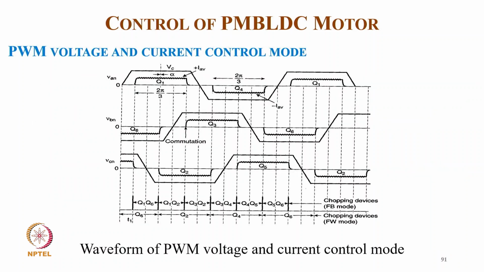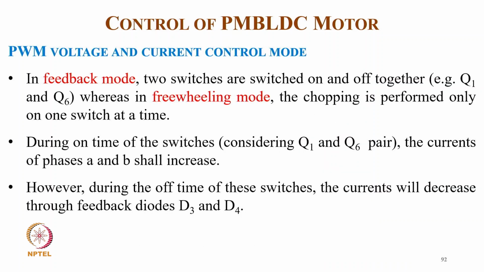This is the PWM control. With this control we can get only some ripple in the current because of switching, but of course if we have a high frequency, we can maintain a very small current ripple, and the control is by the same inverter. So now in the feedback mode, two switches are switched on and off together, whereas in the freewheeling mode, the chopping is performed by only one switch at a time.